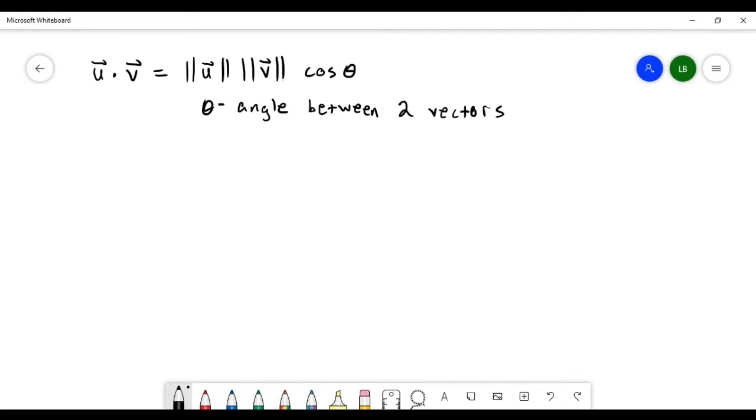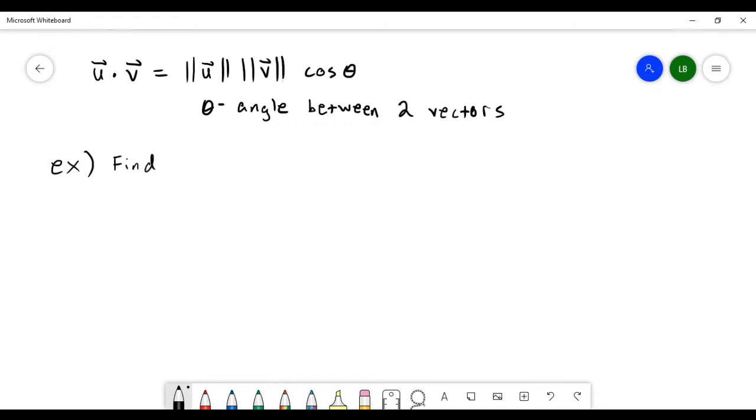And this is pretty important because it lets us do several things. It lets us find the angle between any two vectors. It's also really helpful in a whole lot of different proofs. But for now, we'll go ahead and start with an example.